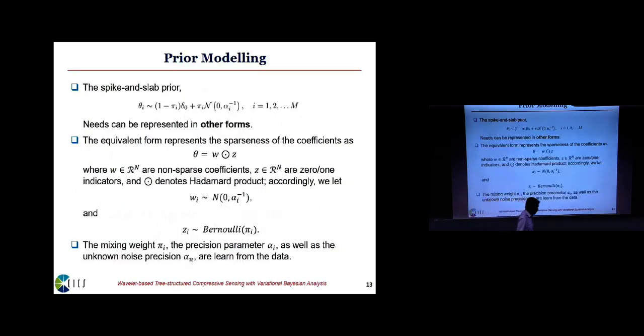Now, we can rewrite this spike and slab prior using the Hadamard product, which is basically an element-wise product. We have theta equals W times Z. W is the coefficients drawn from a Gaussian distribution, and Z is a Bernoulli variable, which is one or zero. One says that the wavelet coefficient is in the high state, and zero says that it's in the low state and sets it to zero. And in our model, we would like to find these mixing weights, their precision parameter, and the precision for the noise.